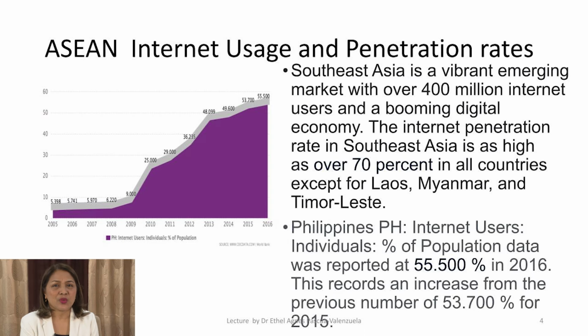In Southeast Asia, we see a very vibrant emerging market with over 40 million internet users, and this will contribute to the digital economy. The internet penetration rate in Southeast Asia is as high as over 70% in all countries, with the exception of Laos, Myanmar, and Timor-Leste. In the Philippines, internet users came out as high as 55.5%, and this record has already increased due to the emergence of the pandemic and digitalization.